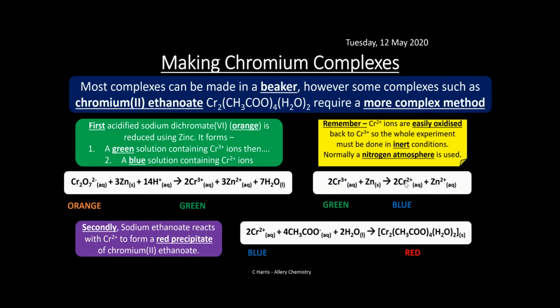And then secondly, sodium ethanoate reacts with the Cr2+ that we formed, and this forms a red precipitate of chromium(II) ethanoate, which is obviously our final product here. So you can see here, there's your Cr2+. This is your nice deep blue colour, and that forms this red precipitate. But it's mainly this step here. You can't just do this in a normal beaker, because the oxygen, unfortunately, does react with Cr2+ to push it back to Cr3+, and we need that chromium 2+ to form our final product.